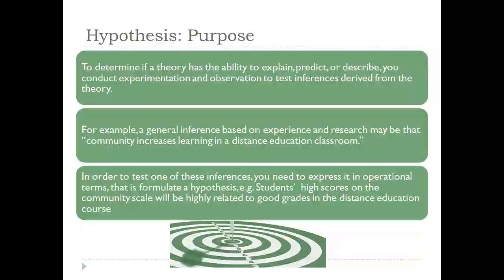In quantitative research, the primary goal is to test a theory. To determine if a theory has the ability to explain or predict or describe, you conduct some type of experimentation or observation to test your inference derived from the theory.